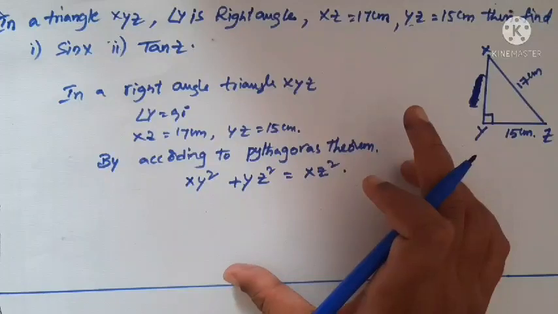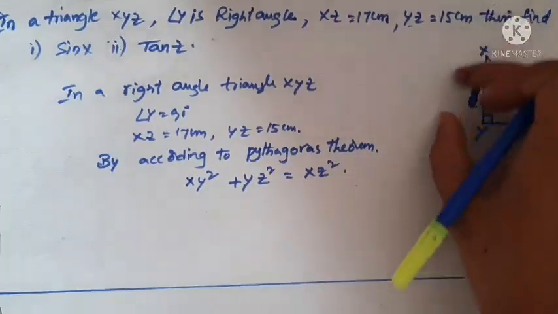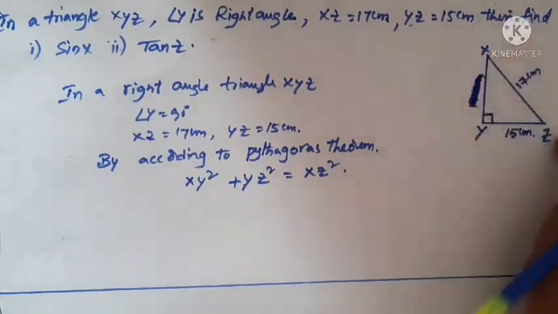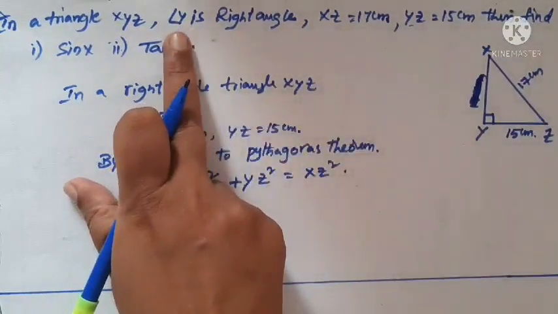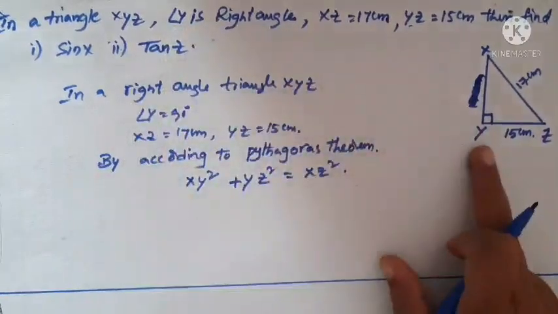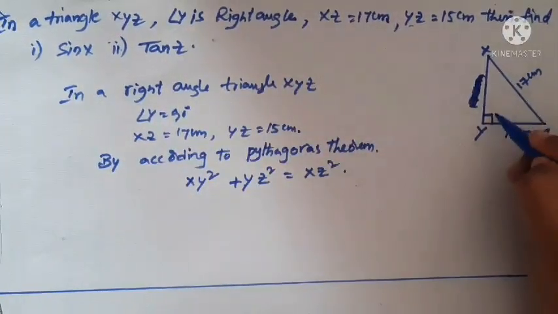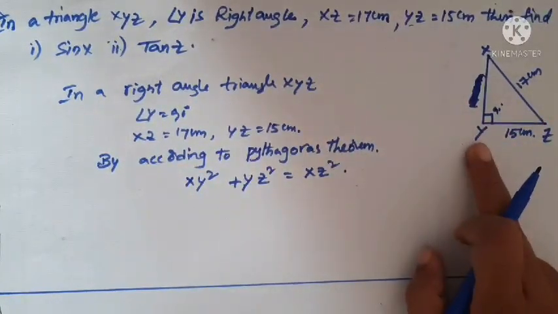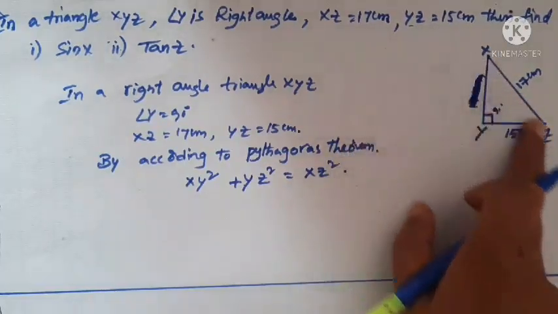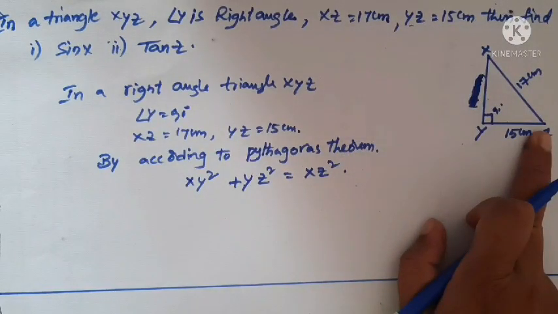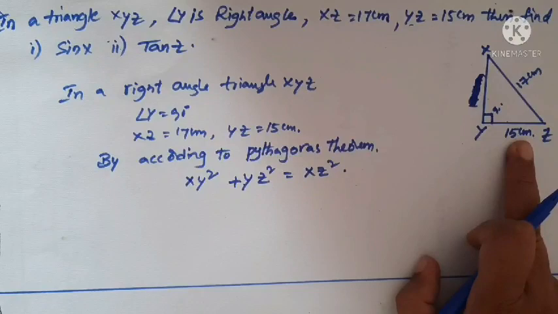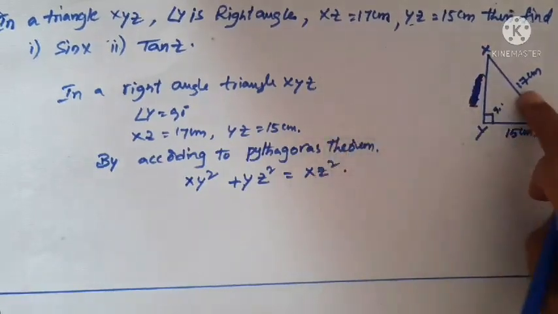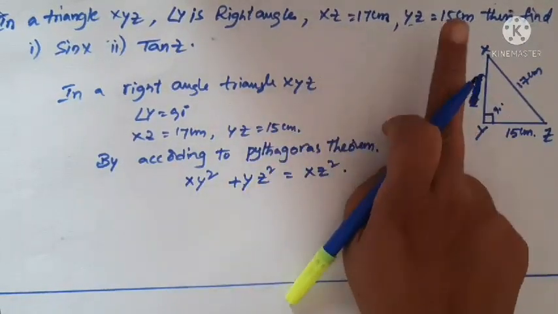First, we have to take a right angle triangle. See here, XYZ is a right angle triangle. It is given right angle at Y, so this is 90 degrees. And now XZ is the hypotenuse, which is opposite to the right angle. And YZ is given as 15 centimeters and XZ is given as 17 centimeters. See here in the problem, right?